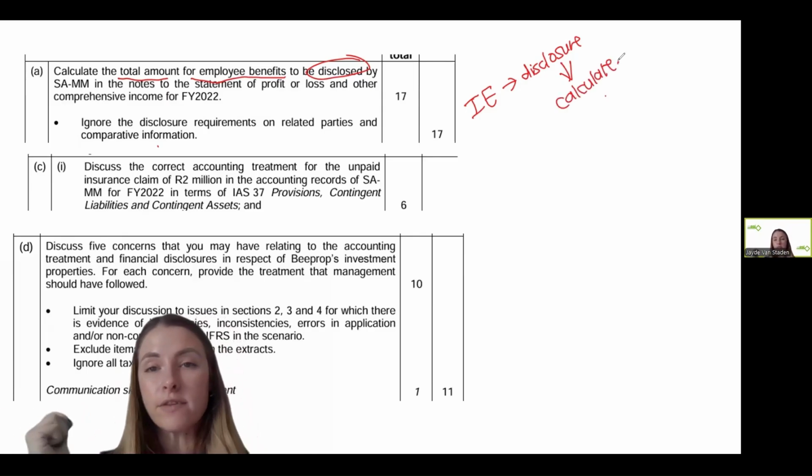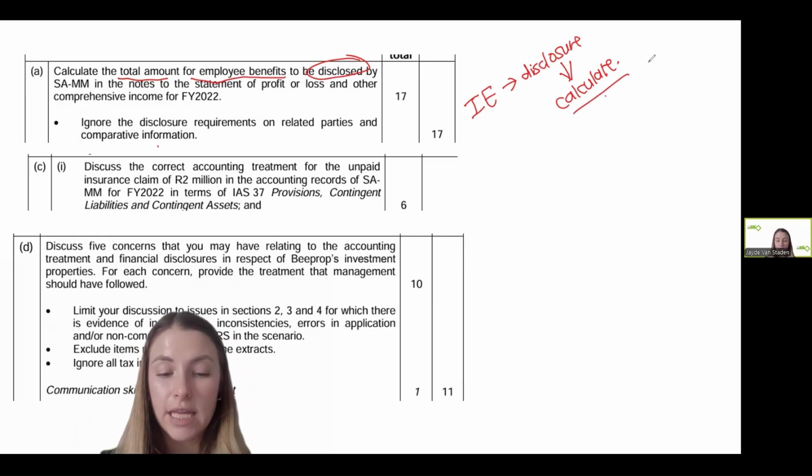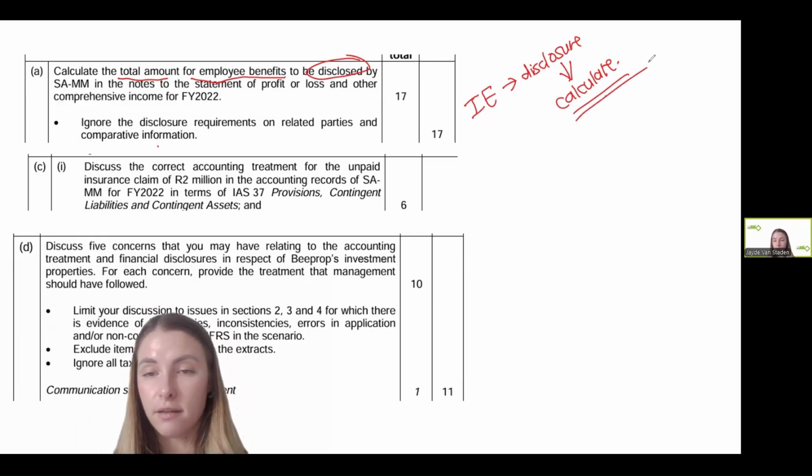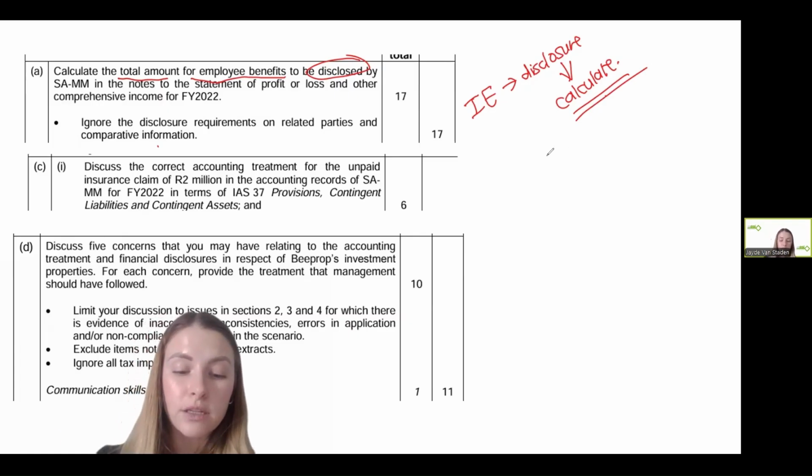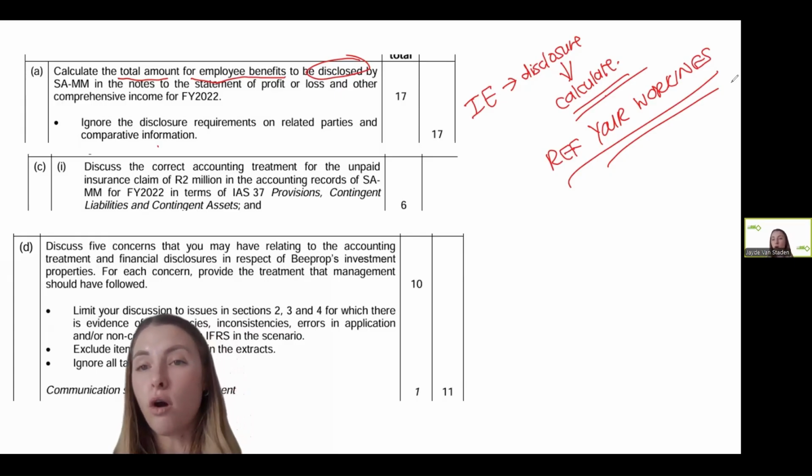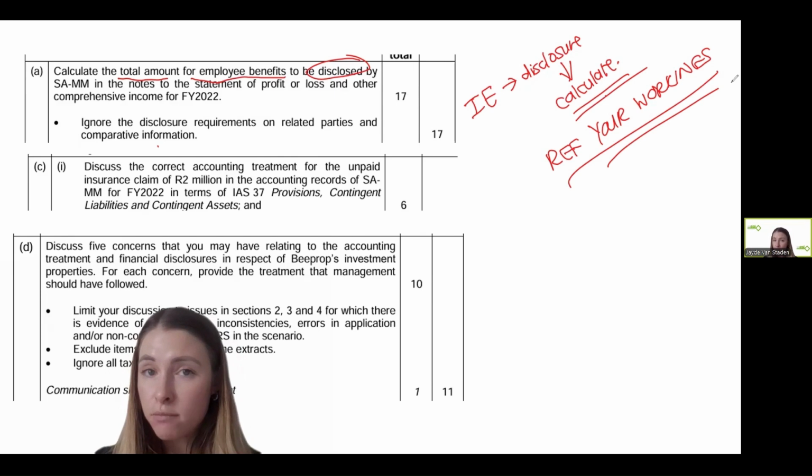Now, I cannot emphasize enough when it comes to anything with calculations, which is almost everything in financial accounting, you need to reference your workings, please and thank you, because your marker is not going to go and look for your workings. If they can't see where a number comes from, they are not going to investigate your paper. You are just going to lose those marks.